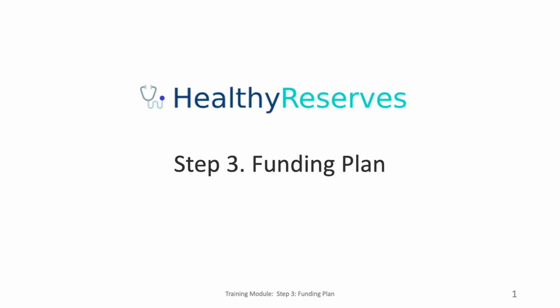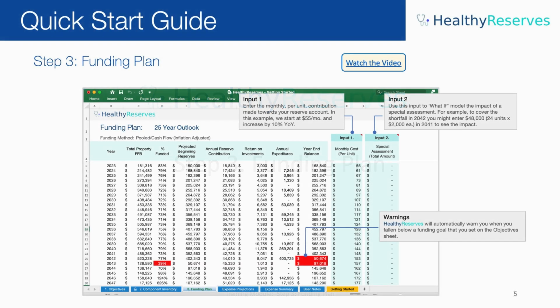In this video, we'll cover creating the funding plan, the final step in the getting started process. Based on the information that we entered in steps 1 and 2, the funding plan generates a year-by-year analysis of where our reserves stand in relation to known expenses. Problem areas are automatically identified and highlighted in red.